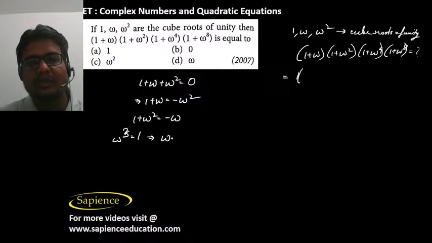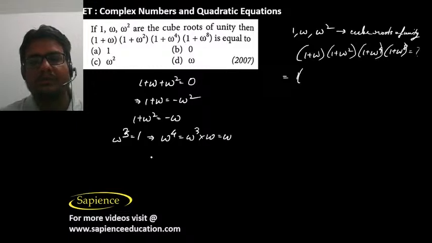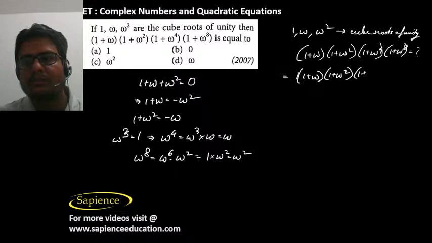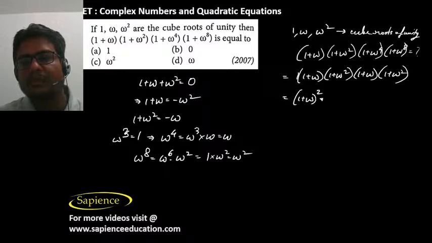So omega power 4 is equal to omega cube into omega, which is omega, and omega power 8 is equal to omega power 6 into omega square. Now omega power 6 is also 1, so omega power 8 is omega square. So this can be written as (1 plus omega) into (1 plus omega square) into (1 plus omega) into (1 plus omega square). So it is (1 plus omega) whole square into (1 plus omega square) whole square.